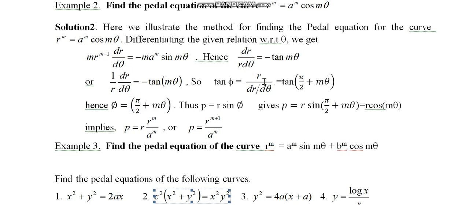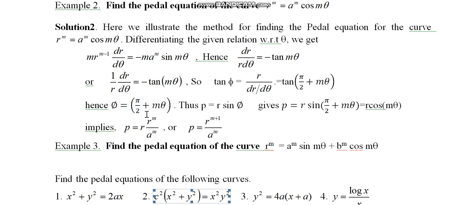So r divided by dr by d theta is nothing but 1 divided by minus tan m theta, or I can write it as tan phi is equal to minus cot m theta. So I can write minus cot m theta as tan of pi by 2 plus m theta, which is nothing but minus cot m theta. So tan phi is equal to tan of pi by 2 plus m theta, and hence what we can say, phi is equal to pi by 2 plus m theta.